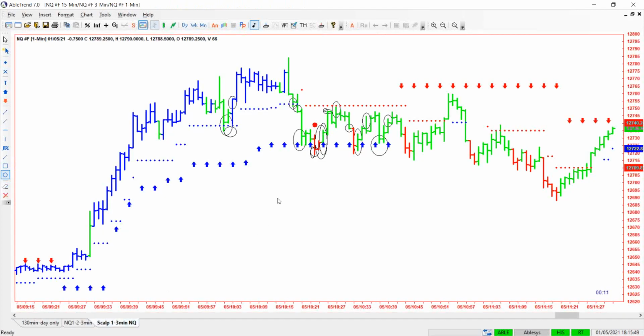Okay, let's go back to that other one. You were right, Sid. You were right on that one. I'm running through it a little too quick. Okay, so we had the 4 in a row there. No trade here. No trade.